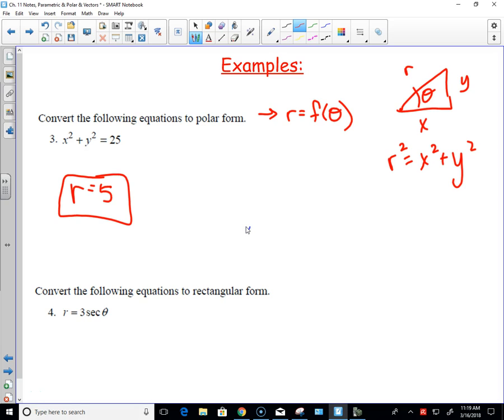So, is this the only polar equation? Couldn't r be plus or minus 5? R could be plus or minus 5, technically, right? Because I would plug back in x squared plus y squared for r squared, so I could rewrite it as r squared equals 25, but I could solve for r and it's plus or minus 5. Okay, how about number 4?